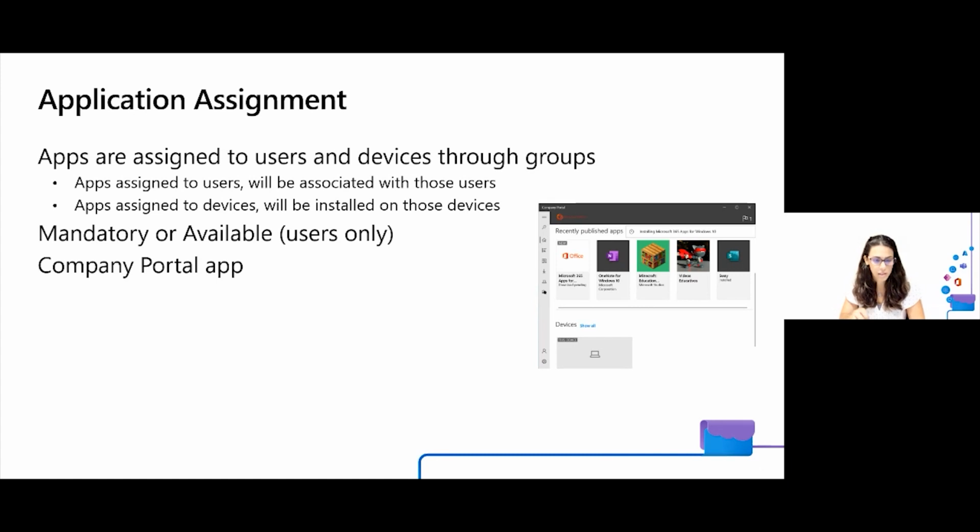Available makes sure that the applications are visible in the company portal. The company portal is an application that works as a private store. It works as a place where you can check applications that your admins have prepared for you as an end user and install them if needed. So they are optional applications.